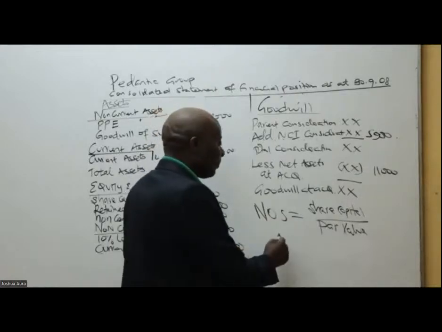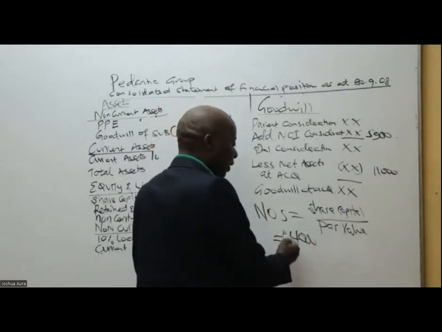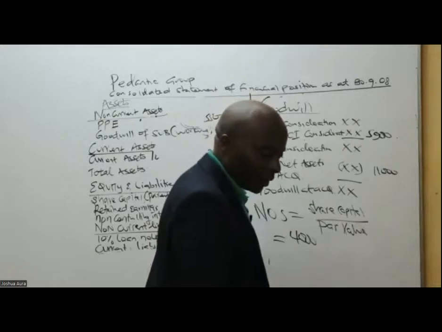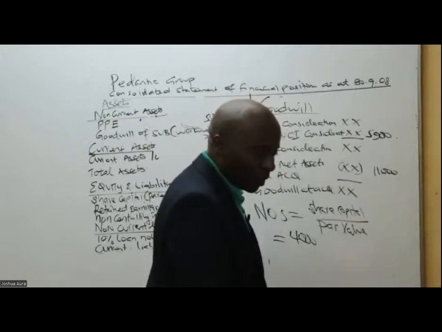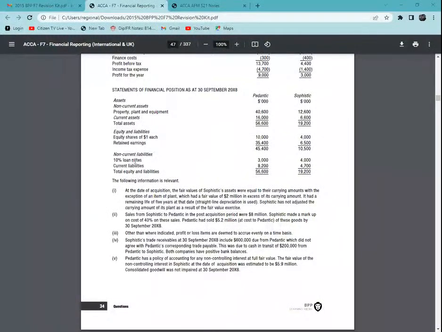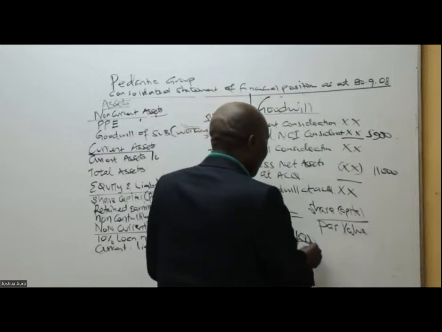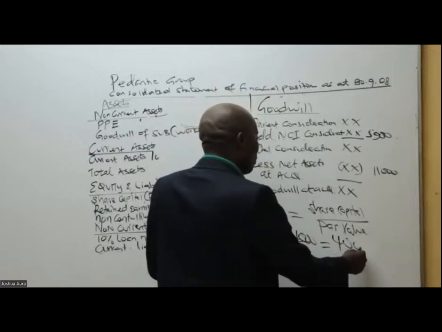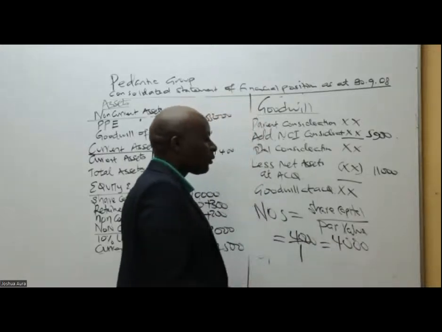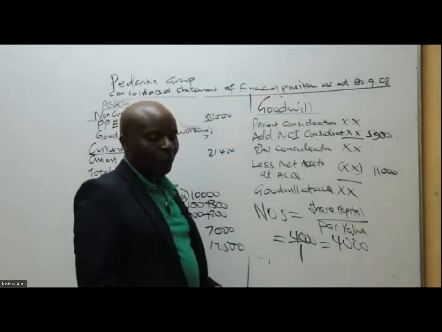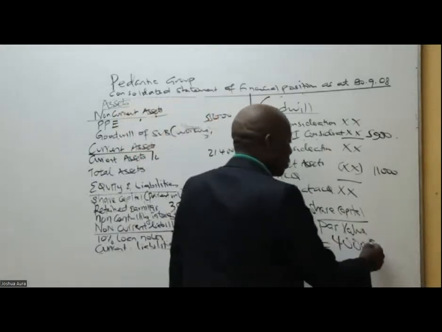So you can see the share capital of the subsidiary is 4,000. You're able to see it. It's 4,000. And the par value has been given here as $1. So in this case, divide by 1. So the number of ordinary shares of this particular subsidiary is 4,000 shares.